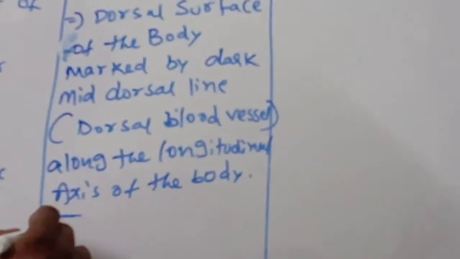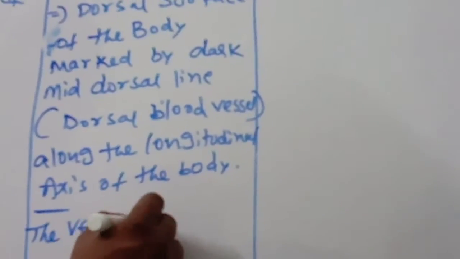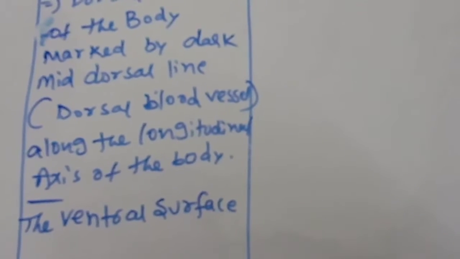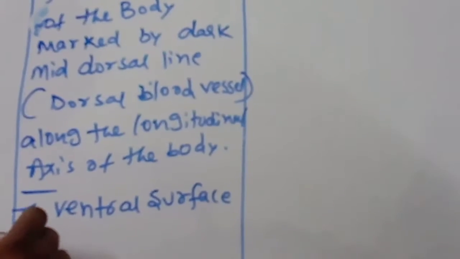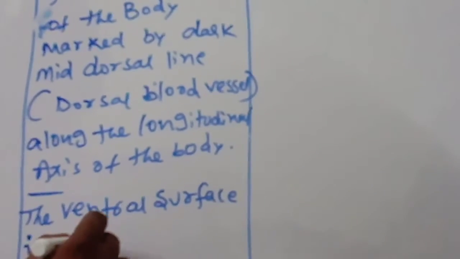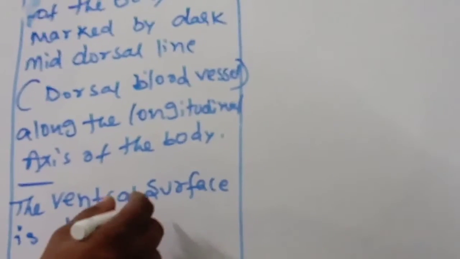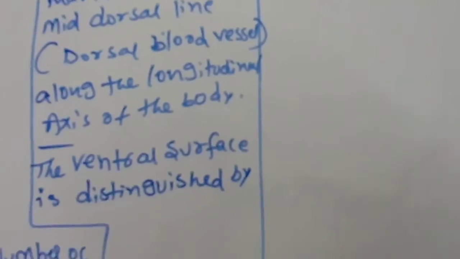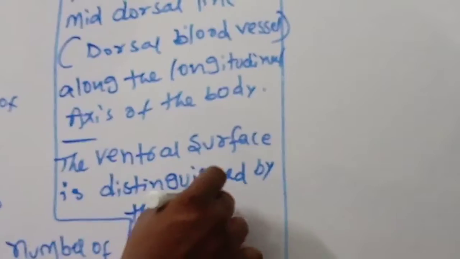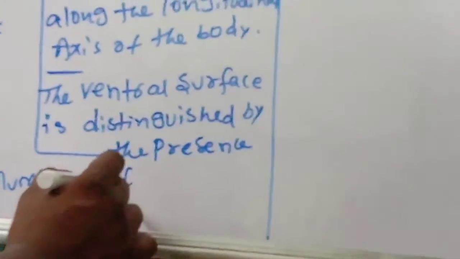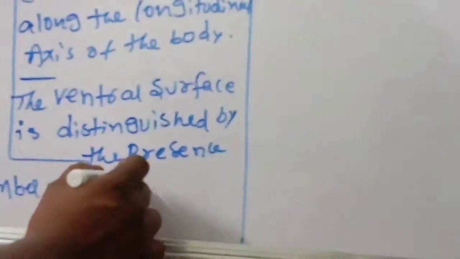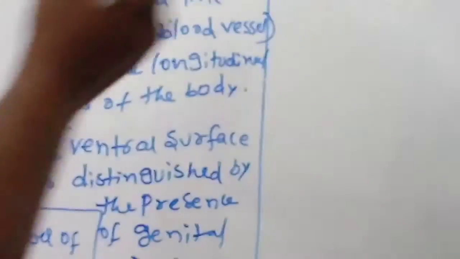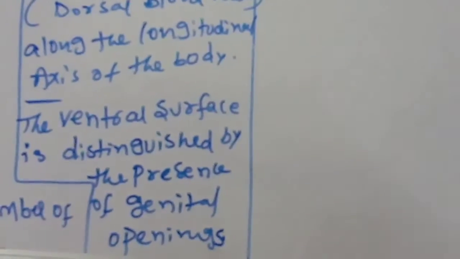The ventral surface, very important. The ventral surface is distinguished by the presence of genital openings. Genital openings, very important, children.